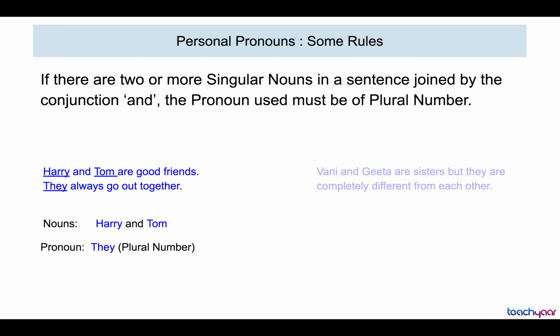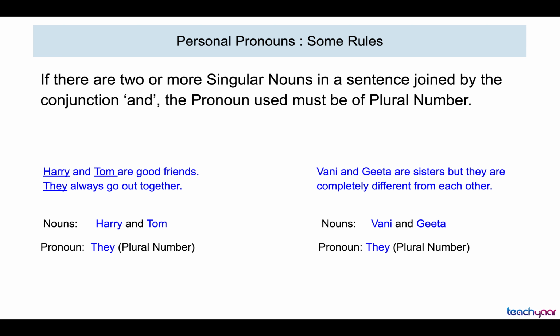What about the other sentence? Vani and Geeta are sisters, but they are completely different from each other. Now which are the two nouns? Vani, Geeta. Joined together by the conjunction and. So now what happens here? What is the pronoun which has been used? They are completely different. The pronoun is they. Why is it they? Why is it plural? Because there are two of them, Vani and Geeta. So actually these rules you don't have to learn by heart, it just makes common sense. Two people, you're talking about two people, so that's more than one. So the pronoun has to be plural.